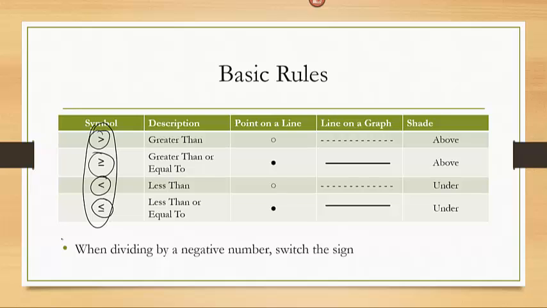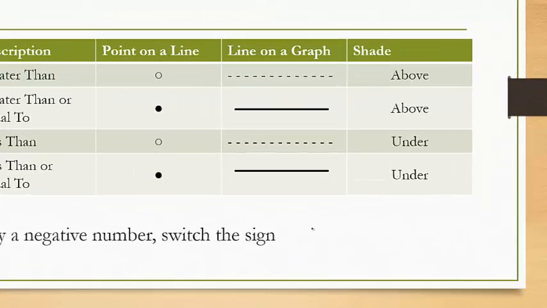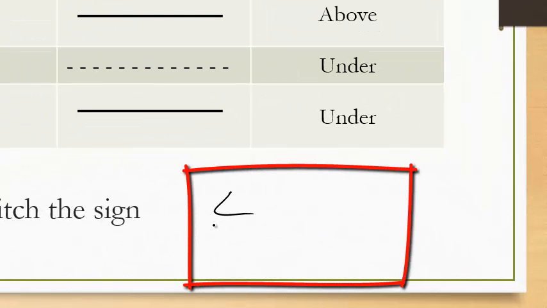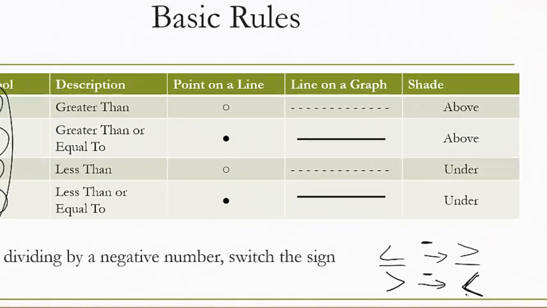Now remember, when you're solving for y on an inequality, if you have to divide by a negative number to get y by itself, you need to switch the sign. So if you have a less than or equal to, you're going to switch it to a greater than or equal to when dividing by a negative. If you have a greater than and you're dividing by a negative, then switch it to a less than, and vice versa. Okay?